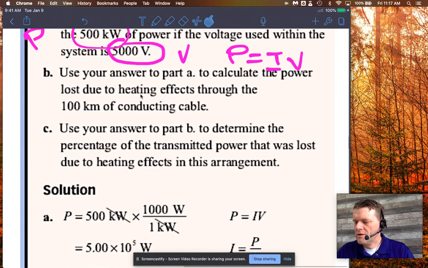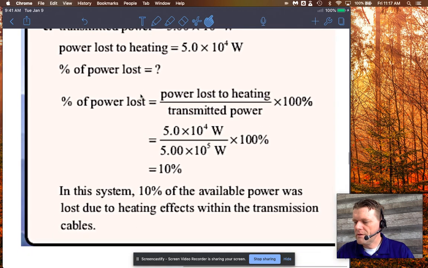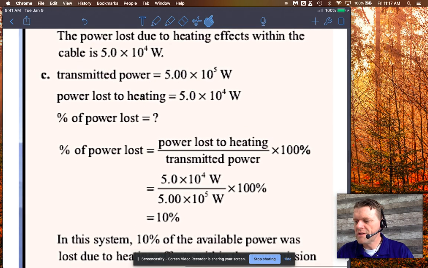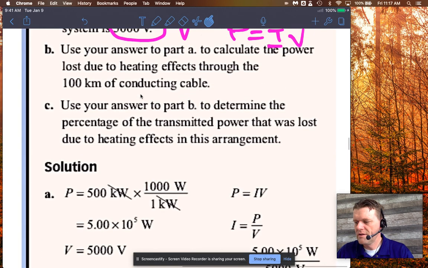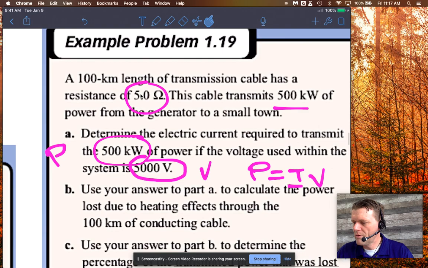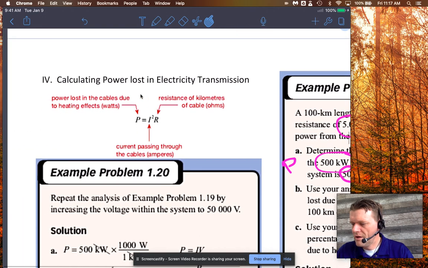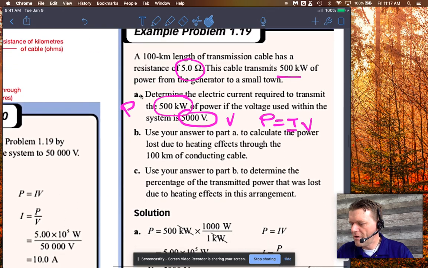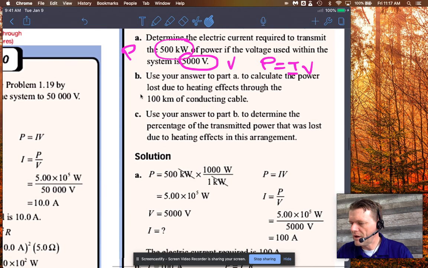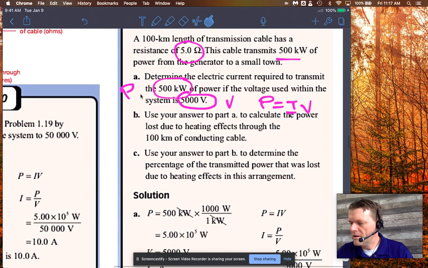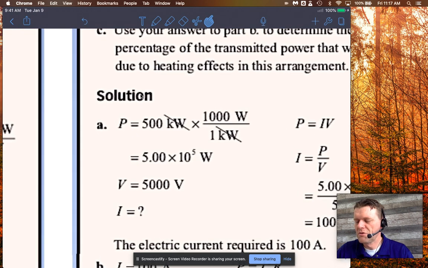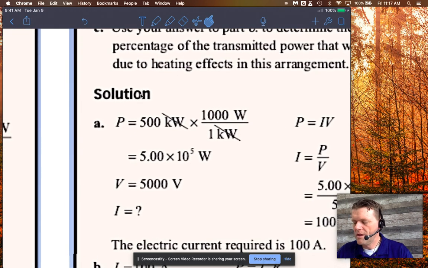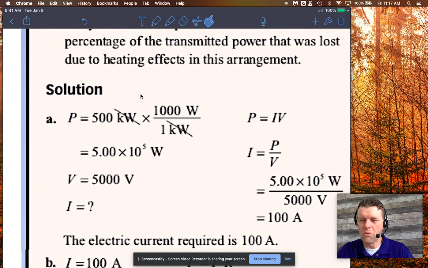So this question then says the transmitted power was 5 times 10 to the 5th. And where was that number? I think I cut that off, actually. No, we did that. I'm sorry. I was trying to find that in the question. That's what we found in the first part. It was 500 kilowatts or 500,000 watts.